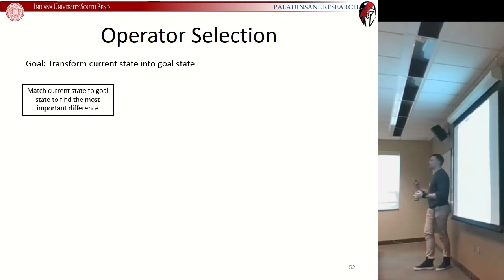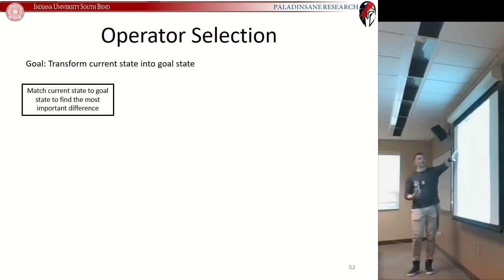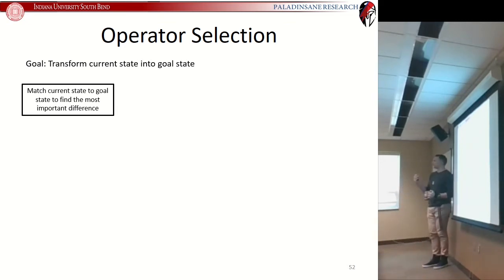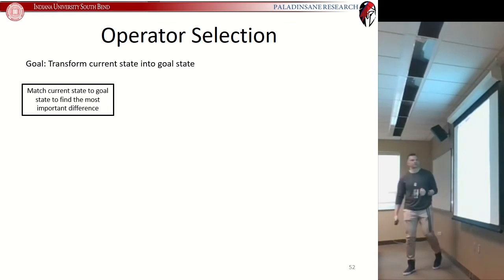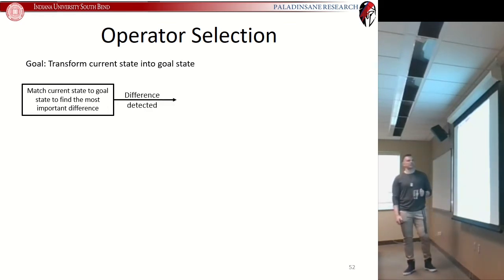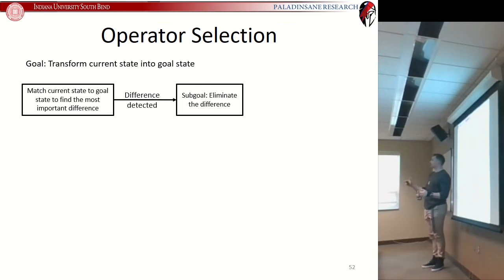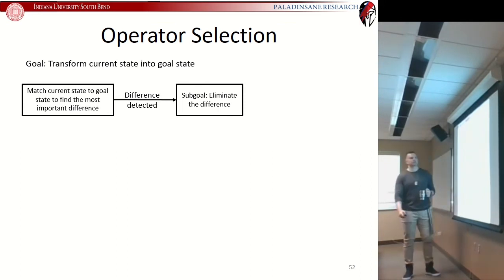So what you might do in a more complicated problem, right? In a problem where we can't really analyze an exact problem space, like many real-life problems, oftentimes what you do is you try to match your current state to the goal state to find the most important difference. So you take a look at where you are, you take a look at where you want to be, and you say to yourself, what's the biggest difference here? What's the most important difference? If you detect that difference, then you have a sub-goal. Now your goal is to eliminate that difference.